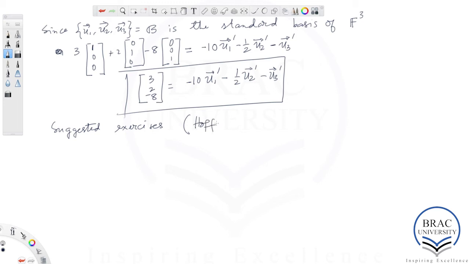Hoffman and Kunz. Page 54. Problem number 1, 2, 4, 5, and 6. So there are 5 problems again. You should try to solve these problems.